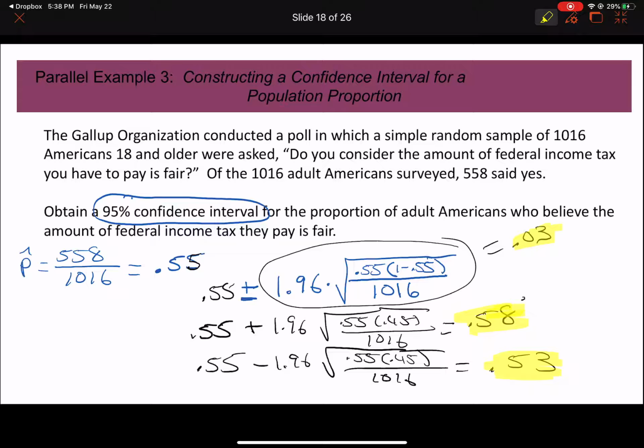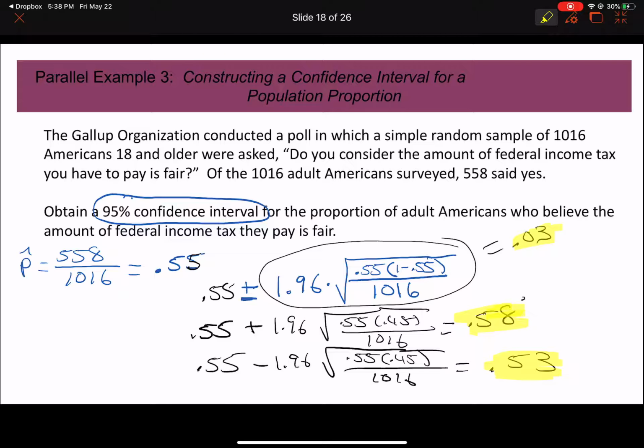So the way that we interpret this, my answer is we're 95% confident that the proportion of Americans 18 or older who consider the amount of federal income tax they pay as fair is between 0.53 and 0.58, or you could say 53 and 58%.